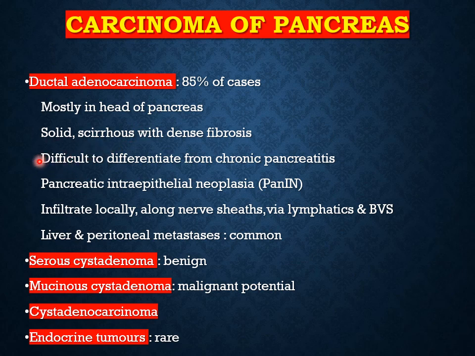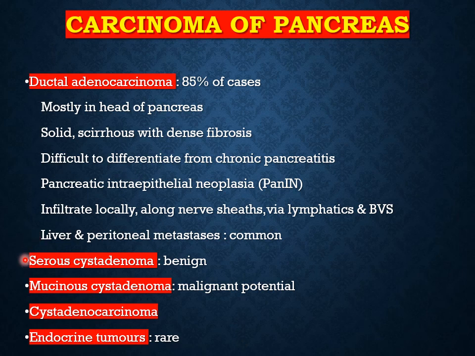It is often difficult to differentiate clinically from chronic pancreatitis. Often needle biopsies are needed to confirm the diagnosis, which these days is much easier using EUS, endoscopic ultrasound. The precursor of such tumors is pancreatic intraepithelial neoplasia, or PanIN, which is a form of carcinoma in situ that predisposes to the development of frank carcinoma of the pancreas. Carcinoma of the pancreas tends to infiltrate locally along the nerve sheaths, lymphatics, and blood vessels. Liver and peritoneal metastases are also common.